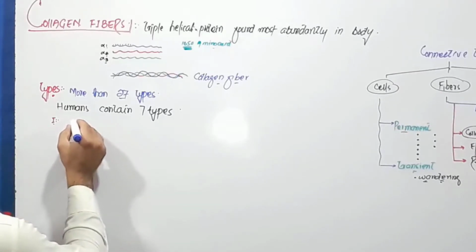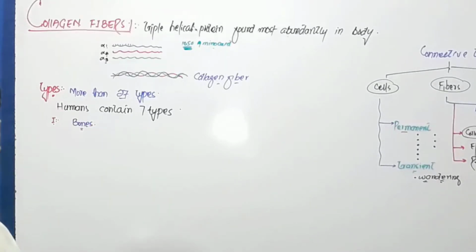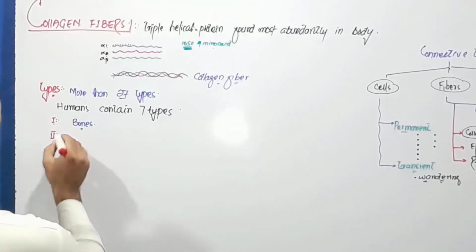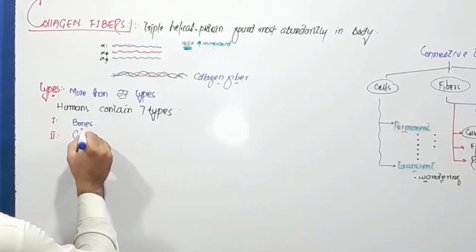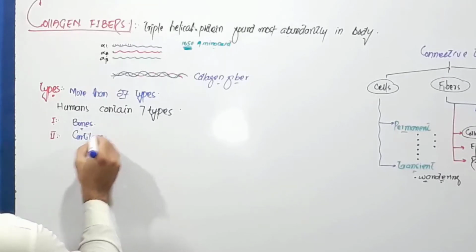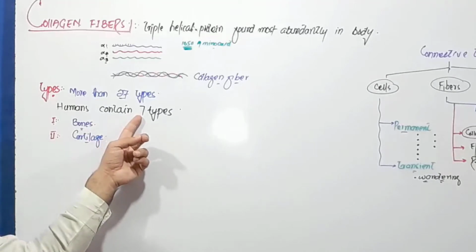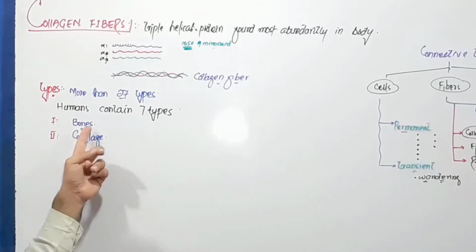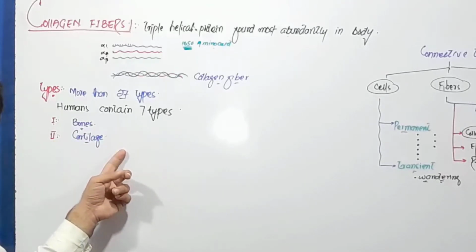Collagen type 1 is mostly found in the bones of our body, and they are very strong collagens, right? Then there is collagen type 2, and collagen type 2 is mostly present in cartilage, right? So we are discussing these 7. Collagen type 1 is present in bones of the human body. Collagen type 2 is present in cartilages, right?